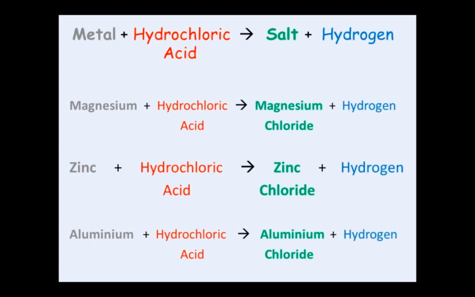And similarly, zinc with hydrochloric acid makes zinc chloride salt and hydrogen, and aluminium metal with hydrochloric acid makes aluminium chloride salt and hydrogen.